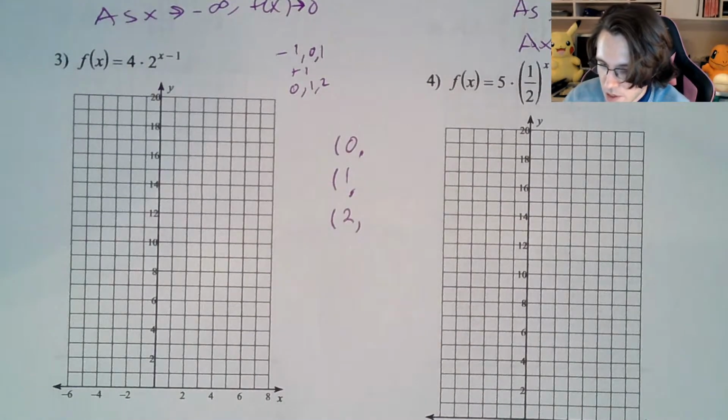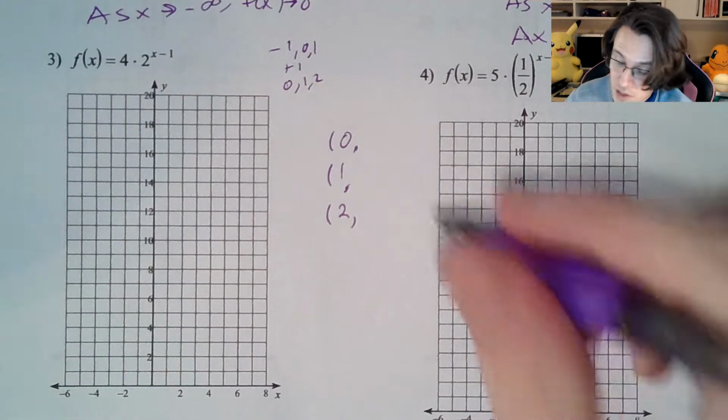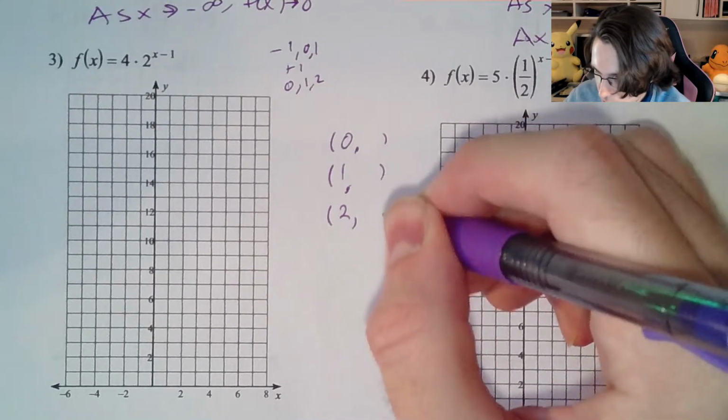Please note, you could still plug in 0, -1 and 1, you would not get the wrong answer, but it might be more difficult to graph. I'm simply picking the numbers that are going to be easiest to graph, usually. It's not always, but usually.